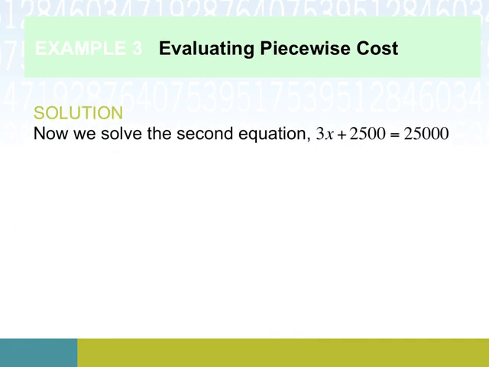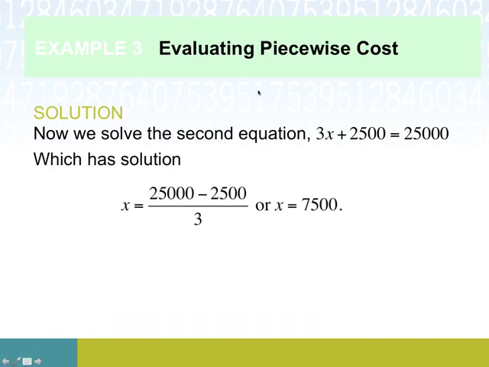So we have a second equation to solve. Hopefully there's something exciting here. We run the same algebra on this. We take away 2,500 from both sides. We divide by, in this case, 3. And that gives us a very slightly different answer, 7,500.